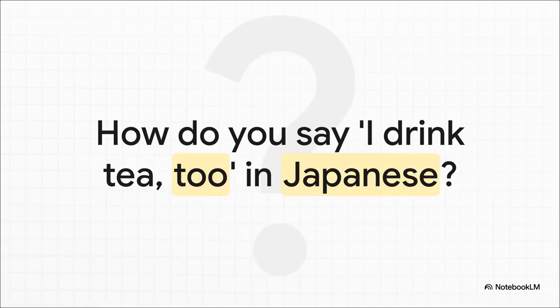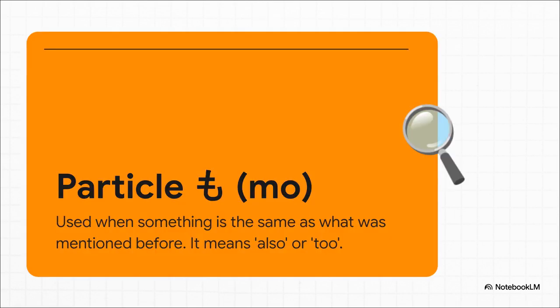Okay, picture this. You've just told someone, "Watashi wa kohi o nomimasu." I drink coffee. Easy enough. But then they ask what else you like, and you want to say, "I drink tea too." So how do you say that second part without it sounding clunky or repetitive? Well, the answer is a single magical little particle. And that answer is this little guy right here, the particle mo, pronounced mo.